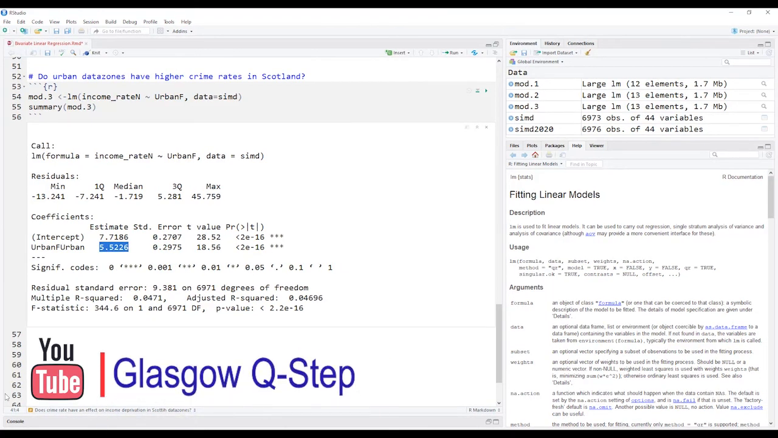Hopefully this tutorial has got you familiar with bivariate linear regression and how to interpret those findings.